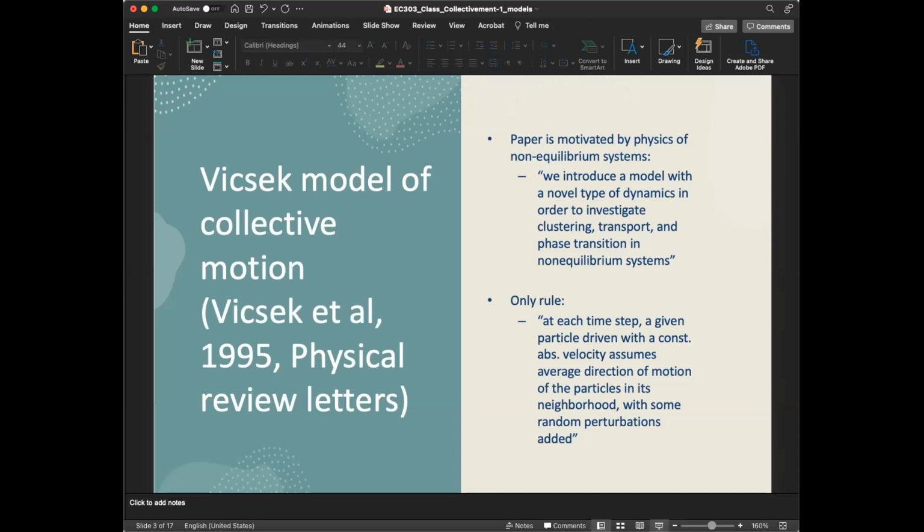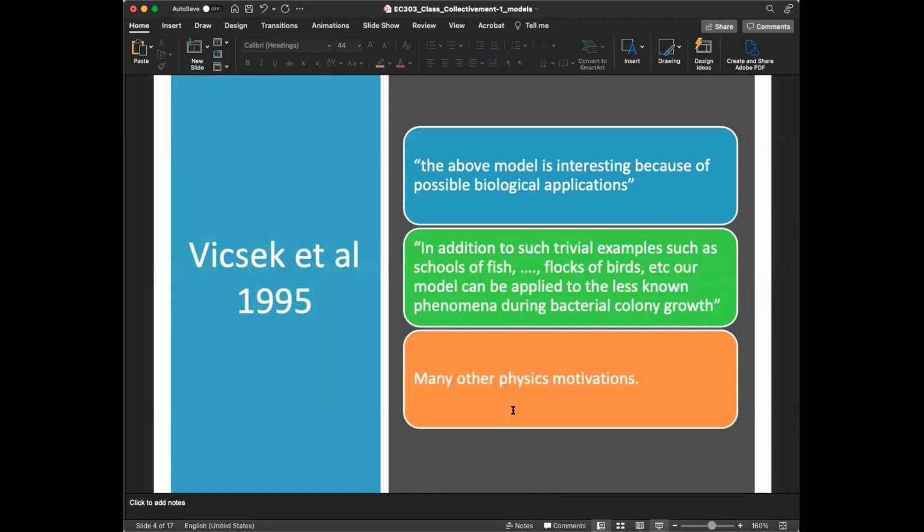Although the sentence looks long, what this is basically saying is that each individual is moving at constant speed, and it just follows the direction of the neighbors. That's what it means. So the paper goes on to say that this model is interesting because of possible biological applications. In addition to such trivial examples such as schools of fish, flocks of birds, etc., our model can be applied to the less known phenomena during bacterial colony growth.